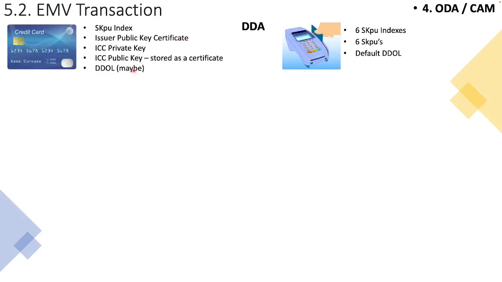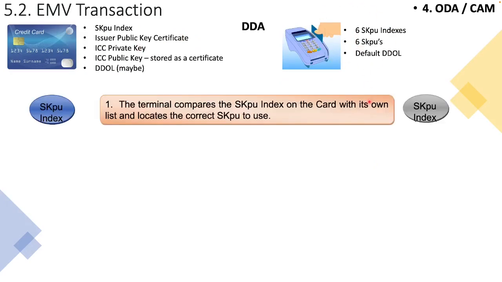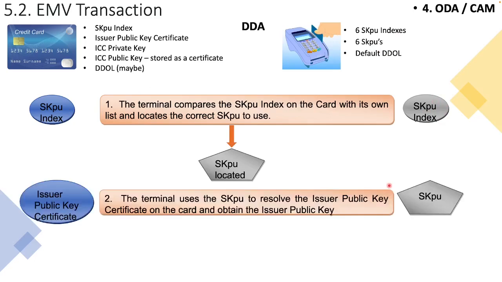Right, so we know what's on the card, we know what's on the terminal. Similar to SDA, the terminal will compare the scheme public key index and find the one that corresponds. So the one that lives on the card, it will match to one of the 6 keys that exist on the terminal. So we've located the scheme public key. The terminal will then use the scheme public key to resolve the issuer public key certificate. Once it decrypts the data, what results is obviously the issuer public key itself. The issuer public key means the public key belonging to the bank. So now we've got the issuer public key obtained.